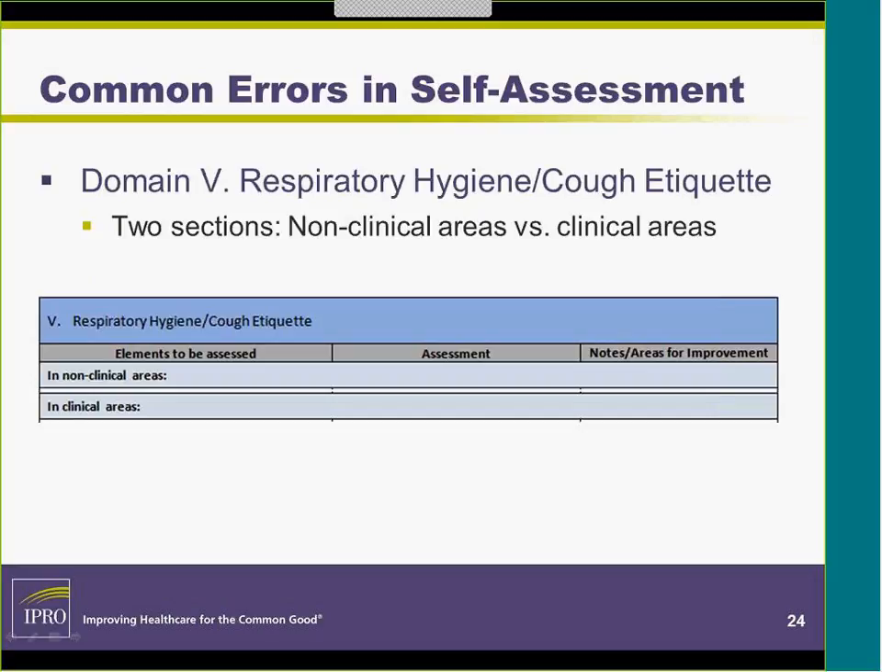Then domain 5, respiratory hygiene and cough etiquette. This isn't specific to one question. This particular domain has two areas, looking at non-clinical areas versus clinical areas. The clinical areas typically refer to the patient waiting area. It is specified in the question, but some of the facilities are answering the clinical area questions in the non-clinical area section, and your answers can really vary greatly depending on where you are, as you all know. So be mindful of where you are in the question and where you are in the facility.